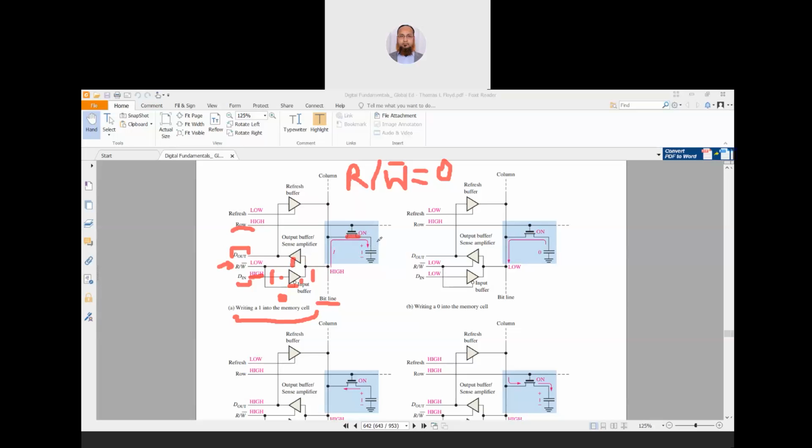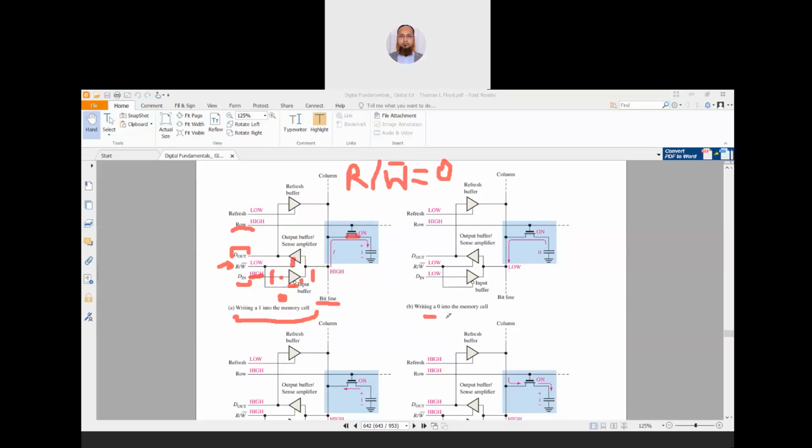There is a prescribed timetable for reading and writing. You already know the timing diagrams from the microprocessor, so according to that timing diagram, it will take sufficient time to charge and the capacitor will be charged to a high value. So this is how we can write a 1.